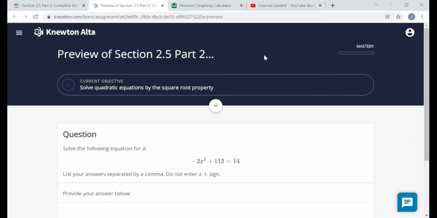This video is on the Knewton Alta assignment, section 2.5, part 2, called Complete the Square. In this video, I'm going to be going over a preview version of the section 2.5, part 2 assignment.